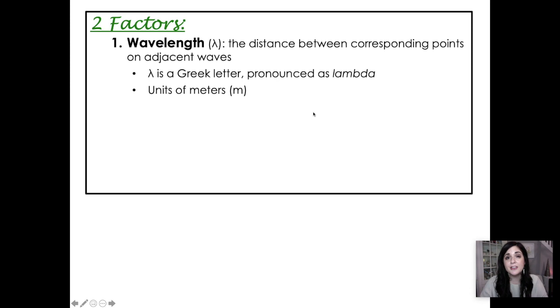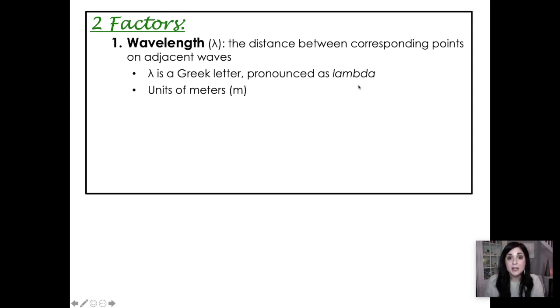And your wavelength is the distance between corresponding points on adjacent waves. So basically, it's just how big the waves are. How far apart are the waves from one another? Corresponding points means the same point on adjacent waves, so waves that are right next to each other. How far apart are these waves? So again, we represent wavelength with this variable lambda, and it's basically an upside down Y, and you say it just like this, lambda.